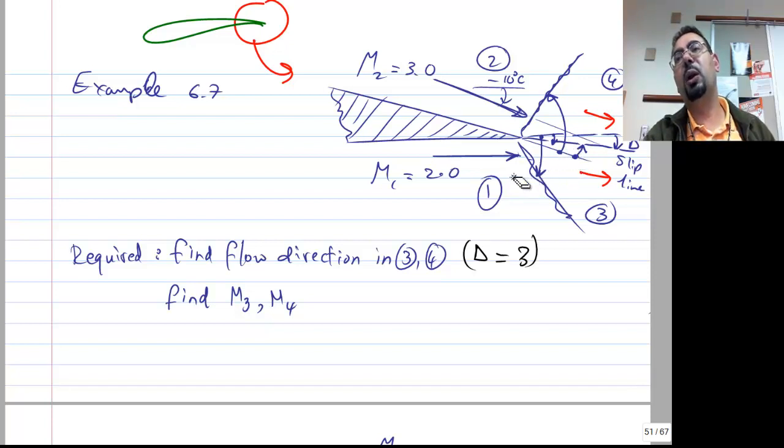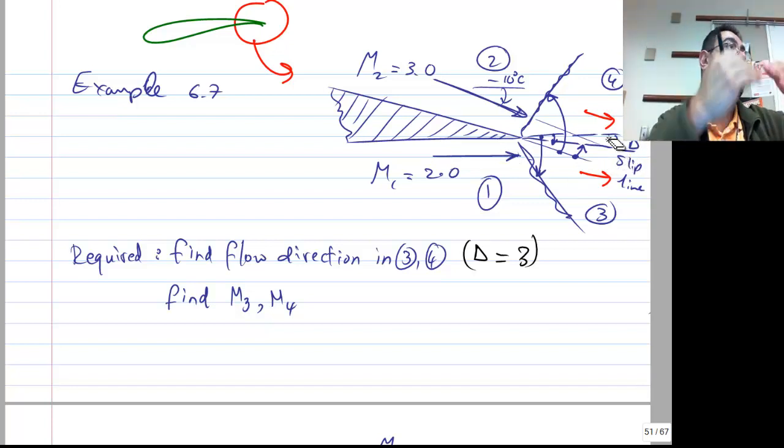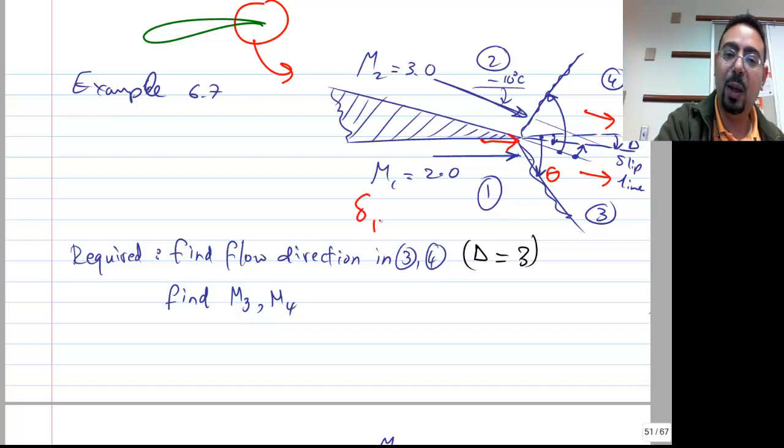Is this considered a compression? Let's talk about the lower flow, that's easier. It was planning to go horizontally, now you are forcing it to go down with delta. Is that compression? Yes, you are giving it less space. So that will generate an oblique shock. And look where the delta and the theta are measured. They are measured from the before direction, where it was going originally. That's the theta, and this would be the delta. For M1, delta 1 is basically capital delta.